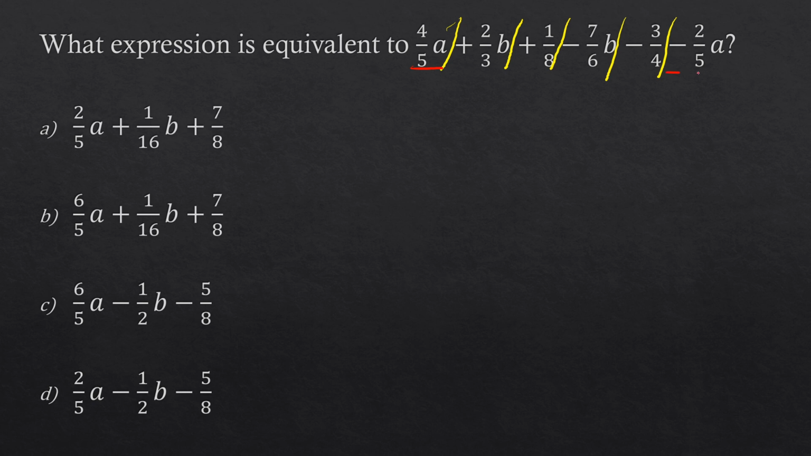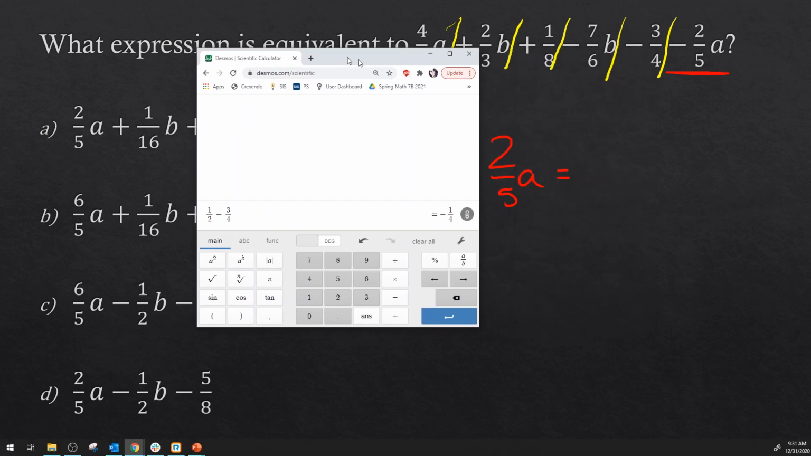Let's start with just our A's. So my first is 4 over 5A. And my second term that I'm subtracting, because there's a minus sign here, is going to be minus 2 over 5A. Okay, so let's bring our calculator to help us.